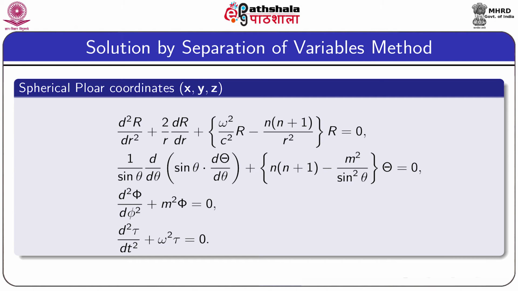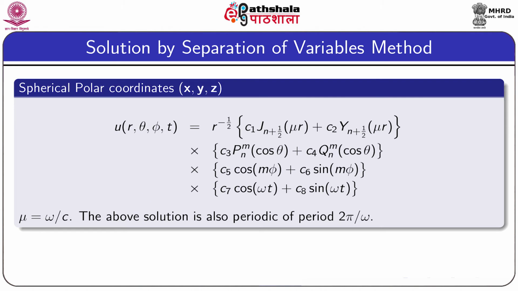Now, if we look at the theta equation, it is not familiar to us, but if we do some substitution, that means if we put cos theta equal to some variable mu, and if we write the equation in terms of mu, that means if we change the independent variable from theta to mu, we shall obtain the Legendre equation. Rather, we can say that we will get an associated Legendre equation.